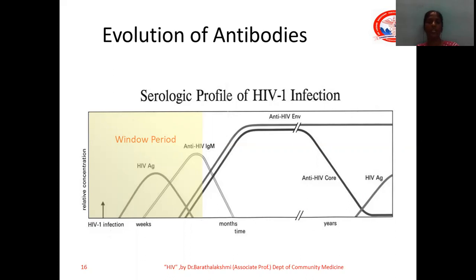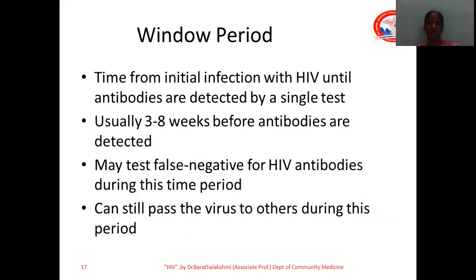Depending on the number of CD4 cells left for the person's immunity, the person goes to a mild to moderate, moderate to severe stage of infection. The window period is the time from initial infection with HIV until antibodies are detected by a single test, that is ELISA. Usually 3 to 8 weeks before antibodies are detected. So the test may give a false negative during this period.